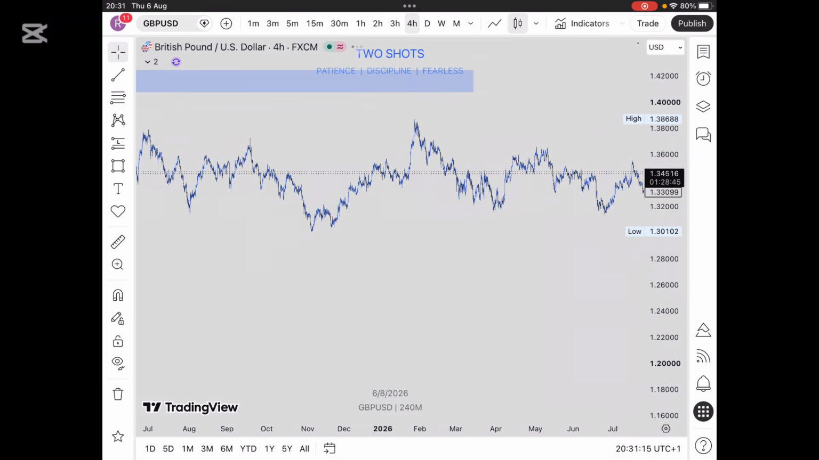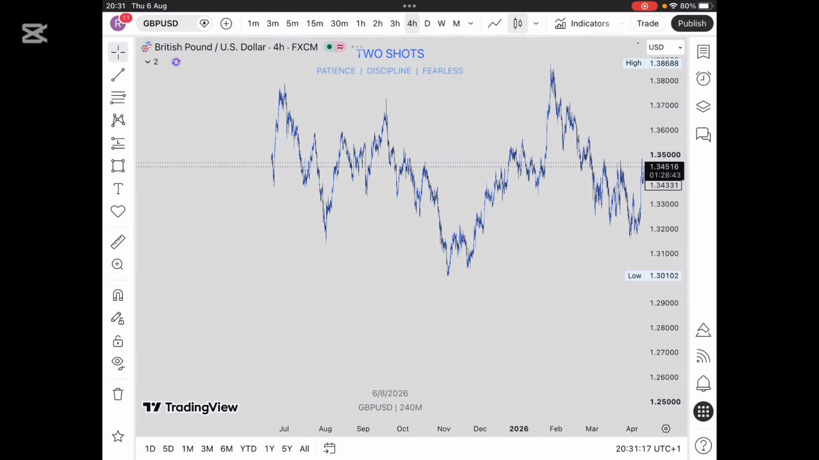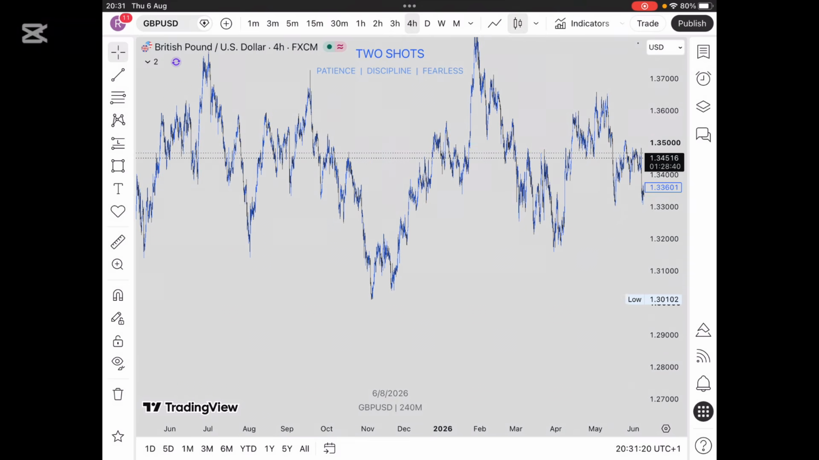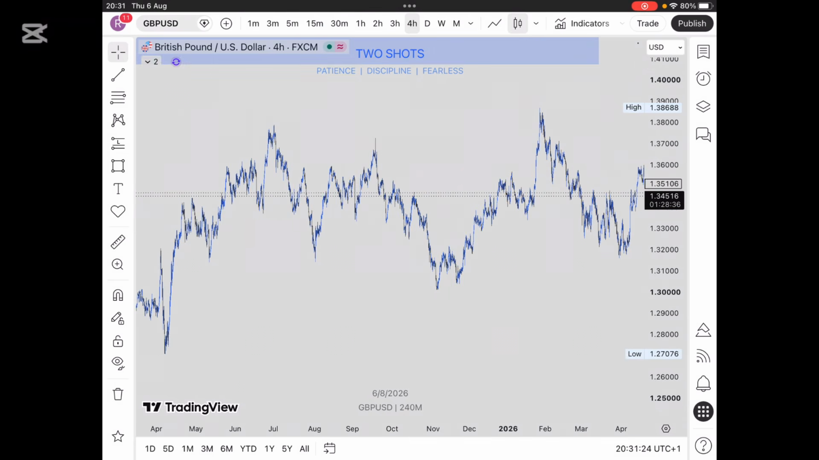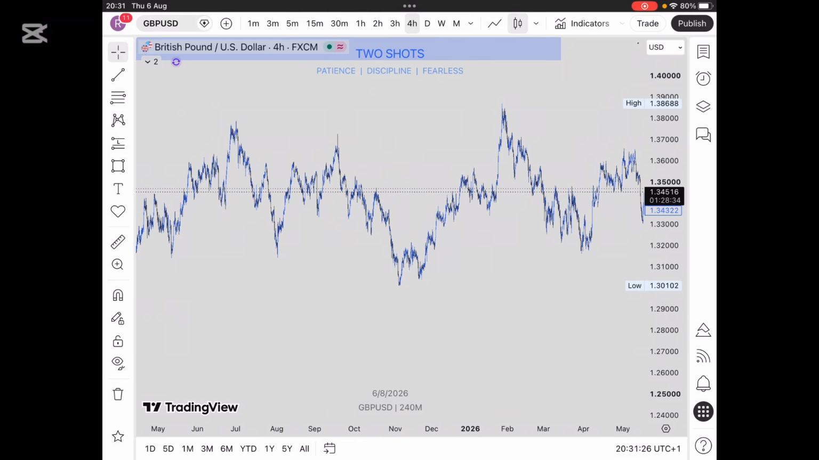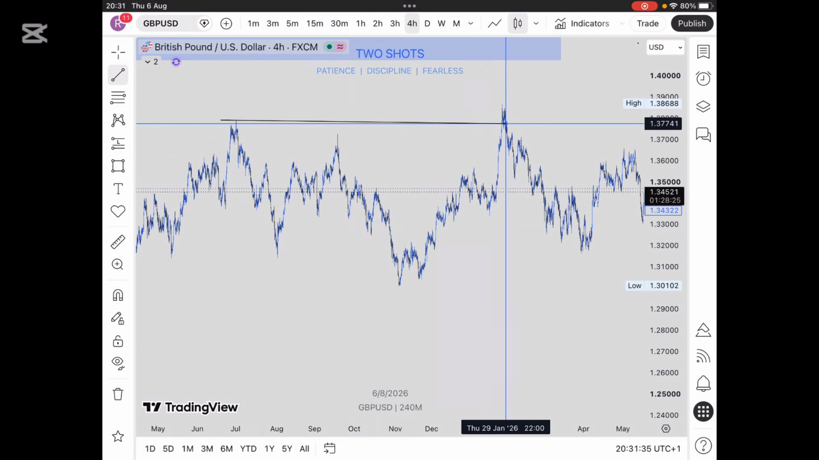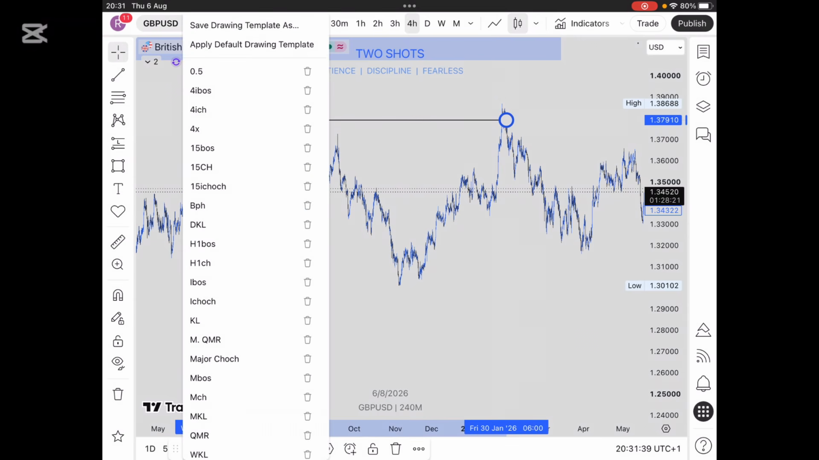So let's take a good look at what happened. Now we had a break of structure right here. We had a major break of structure right here. Let me put it that way. We have a major break of structure right there to the upside. We call it a major break of structure.